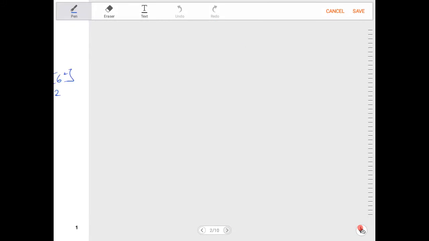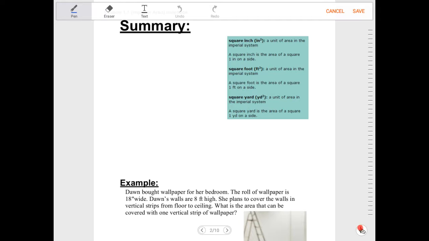So I'm just waiting for the page to change. Okay, now, did I go one too many pages here? No, I didn't. Okay, so here's what we have.